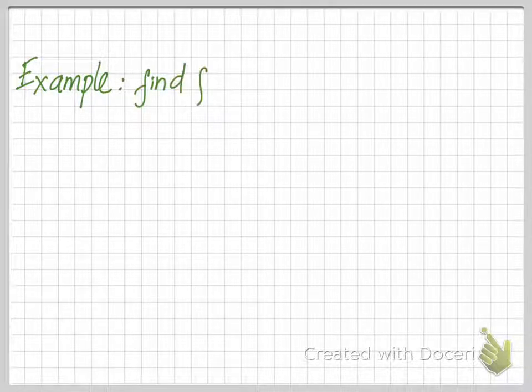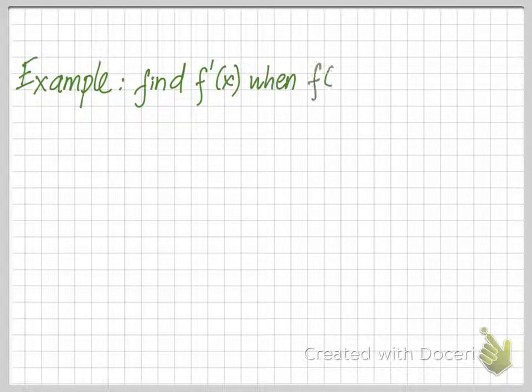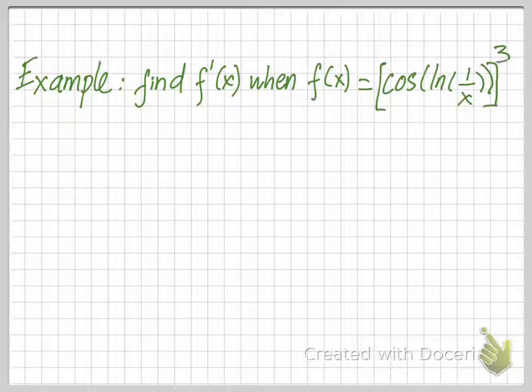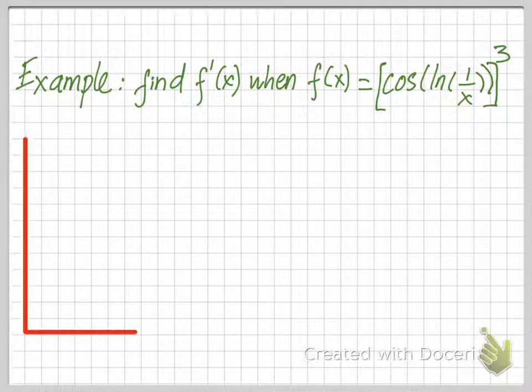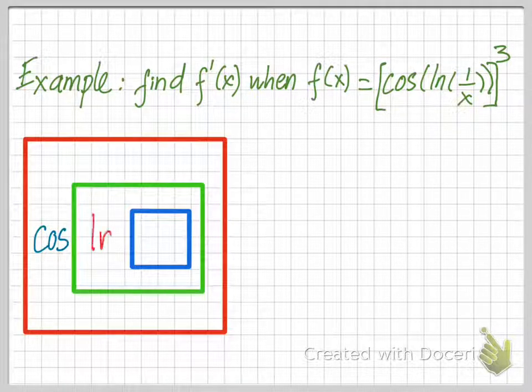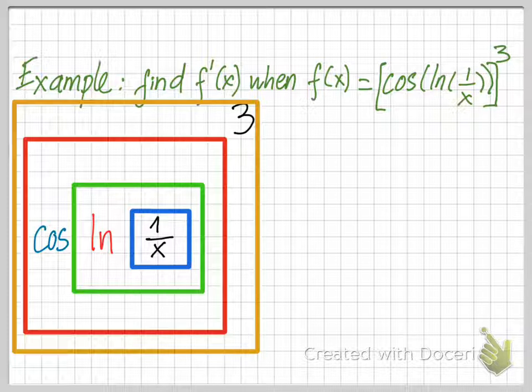All right, on to the next example. In the next example, we have another complicated function that involves 4 different functions: cube function, cosine, natural log, and 1 over x. Since we have 4 different functions, we should have 4 boxes representing each of the functions. Okay, we have 4 boxes: green, red, blue, yellow.